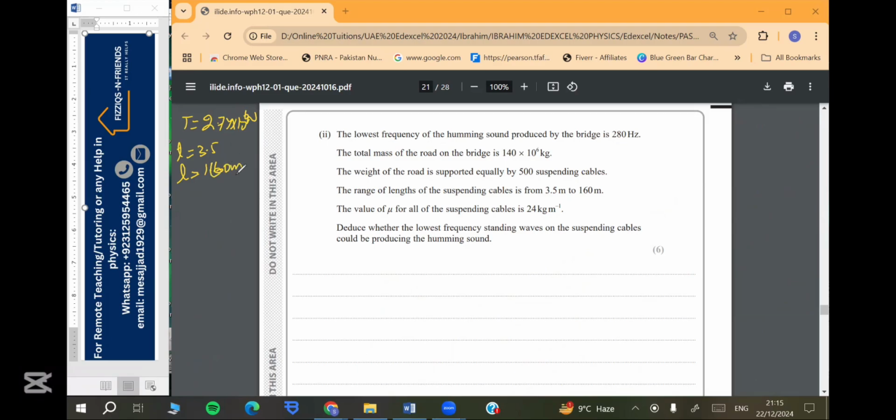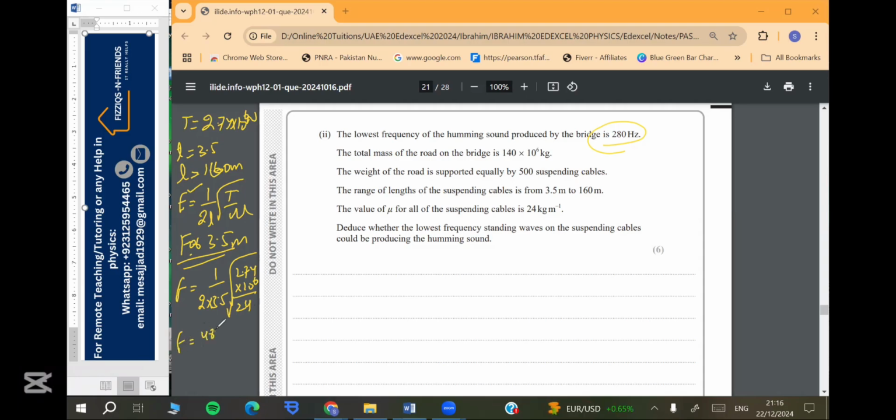Now we are going to write the formula f equals 1 over 2L times square root of T over mu. We need to find the frequencies for both lengths, 3.5 and 160, and then we will see whether the answer is 280 or not. So first we write for 3.5. f equals 1 over 2 into 3.5, times square root of tension 2.74 into 10 raised to the power 6 divided by mu, which is 24. The answer for this is 48.3 hertz.